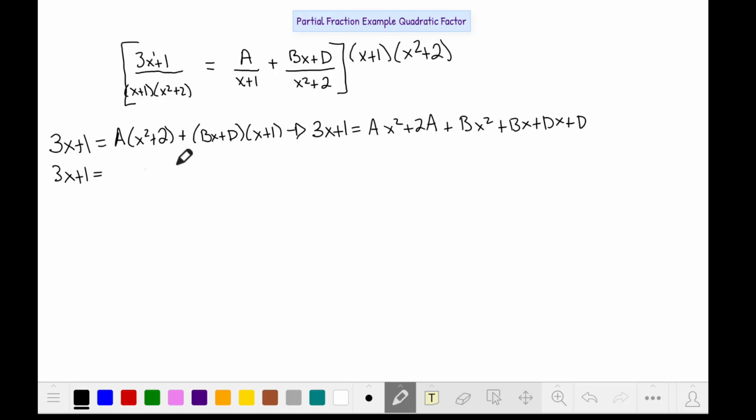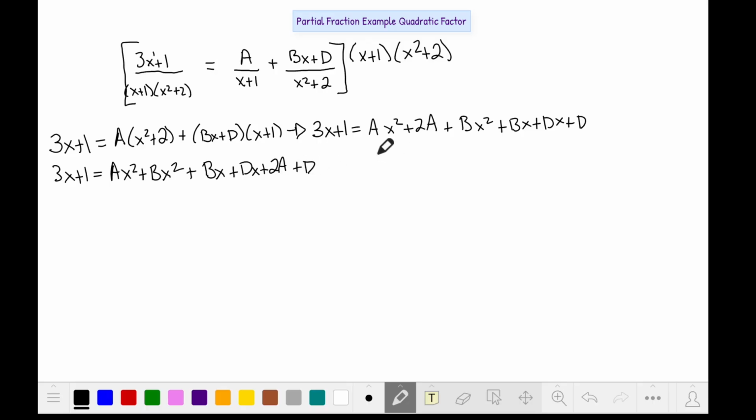We're going to have 3x plus 1, and we're going to have two x squared terms. So we're going to write those first. So we're going to have ax squared plus bx squared. So that gets rid of these two. Next, let's take a look at the x terms. We've got a b and a d. So plus bx plus dx, boom, boom. And then the non-x terms, 2a plus d.